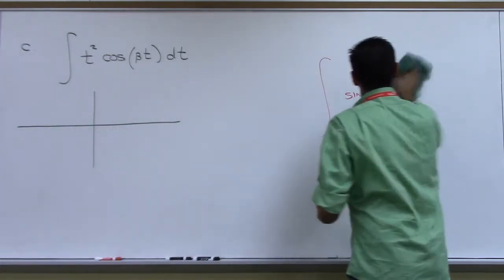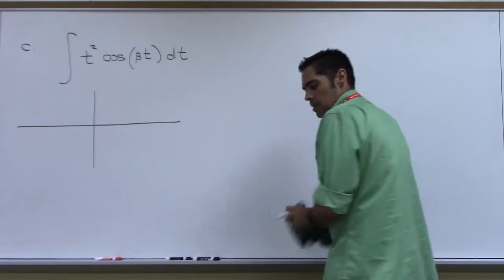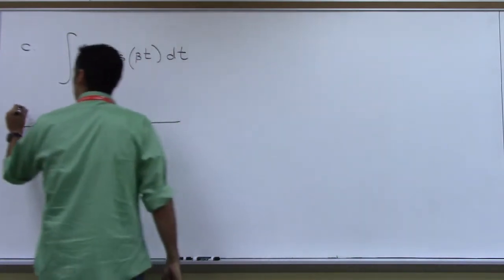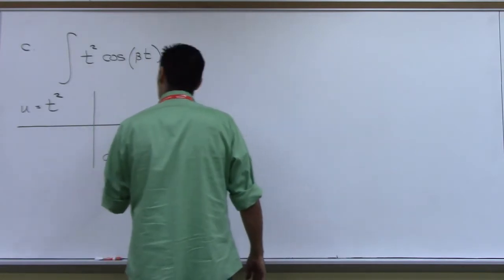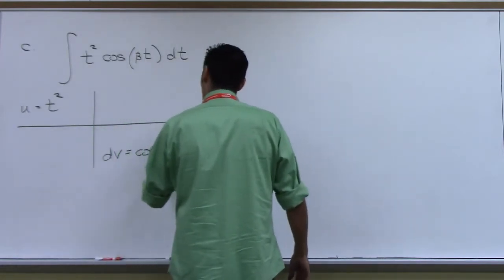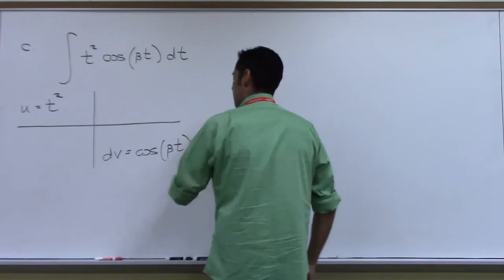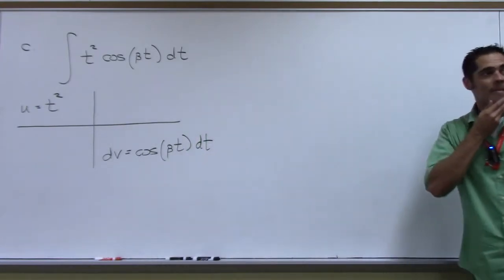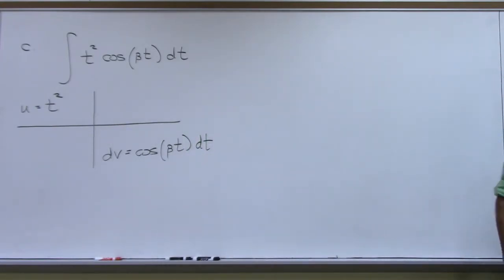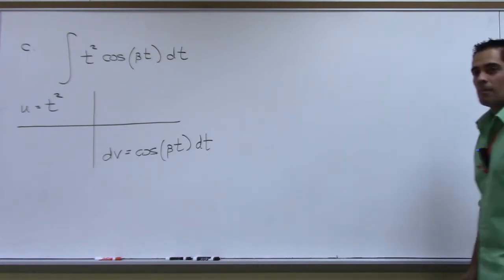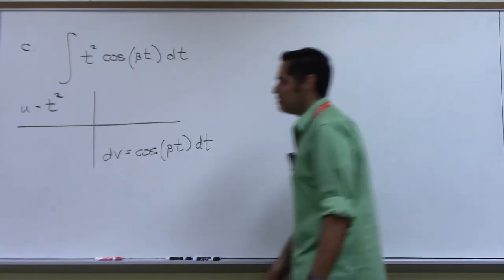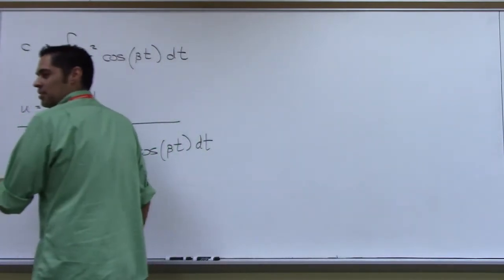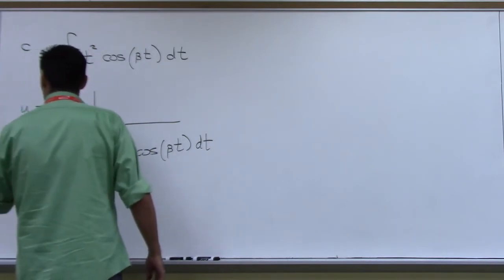All right, so the appropriate choice: u is t squared, dv is cosine beta t dt. I'm about to call on somebody. Yo? Okay, du, right?